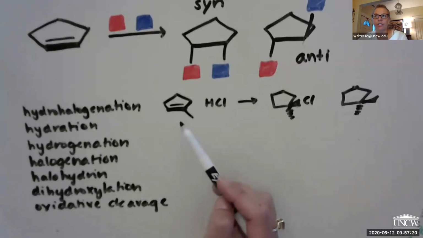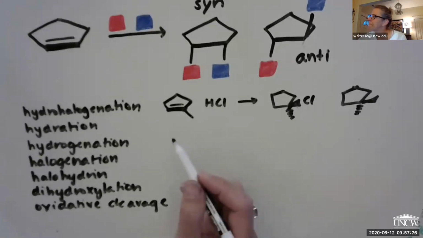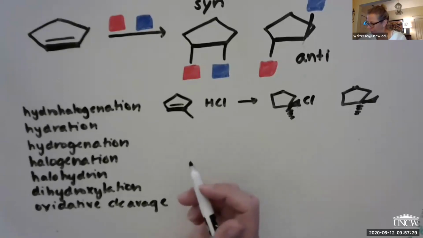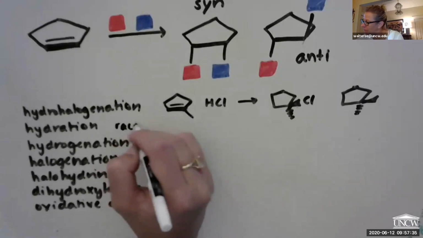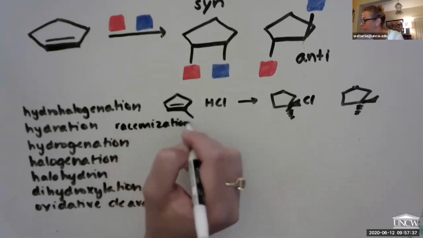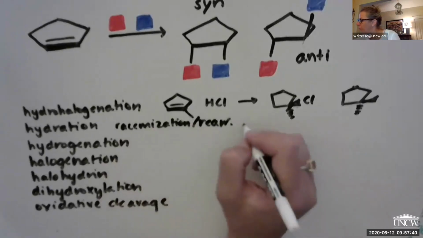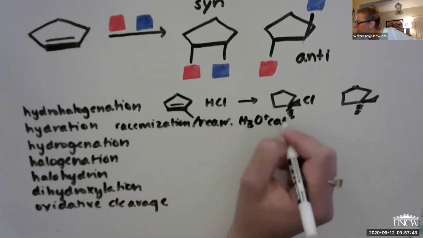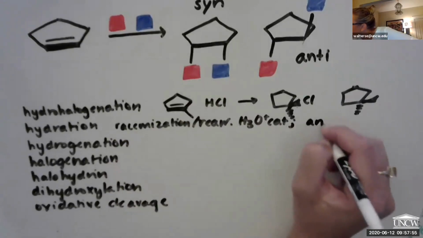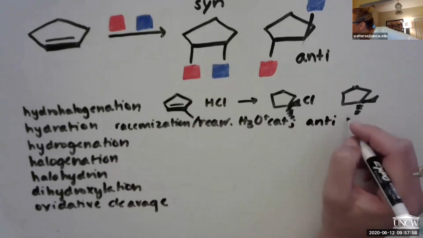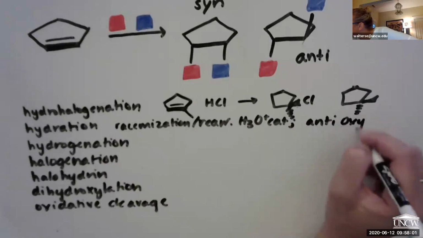So hydration, let me think now. Racemization is going to happen, or could happen, with rearrangement for the acid catalyzed reaction. Let's see, I'm going to say anti for the oxymercuration.